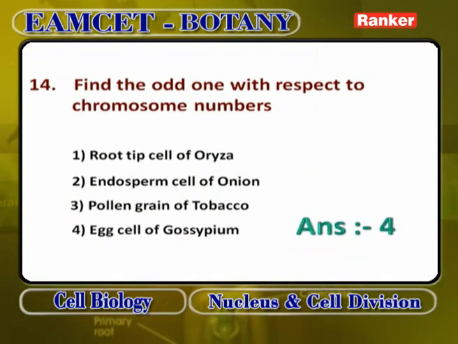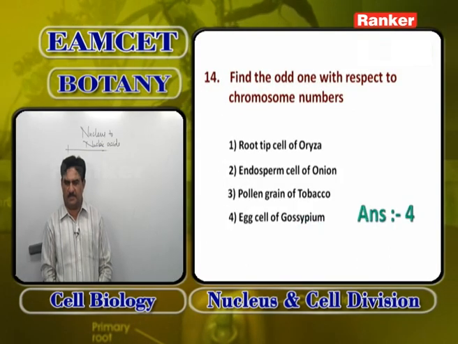Find the odd one with respect to the chromosomal number. Root tip cell of Oryza. Just now I told about the tabular form. Root tip cell of Oryza will be 24. Endosperm cell of onion means Allium, which is 24. Pollen grain of tobacco: tobacco is 48, so half is 24. So pollen grain of tobacco is 24.